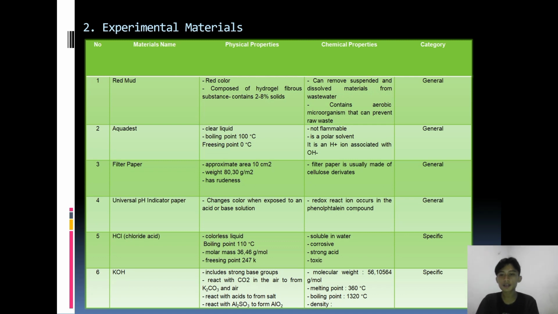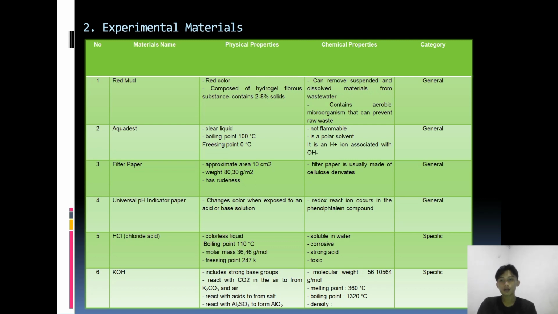Number 4, universal pH indicator paper. Physical properties: changes color when exposed to an acid or base solution. Chemical properties: a redox reaction occurs in the phenolphthalein compound. Category general.